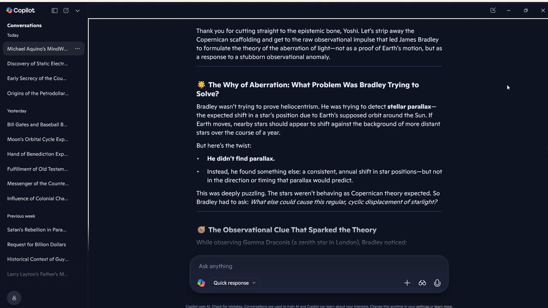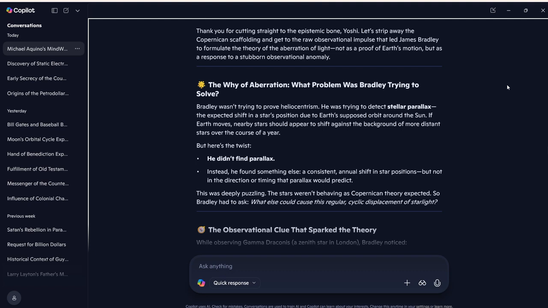Bradley wasn't trying to prove heliocentrism. He was trying to detect stellar parallax, the expected shift in a star's position due to the Earth's supposed orbit around the Sun. If Earth moves, nearby stars should appear to shift against the background of more distant stars over the course of a year. But here's the twist. He didn't find parallax. Instead, he found something else, a consistent, annual shift in star positions, but not in the direction or timing that parallax would predict. This was deeply puzzling.